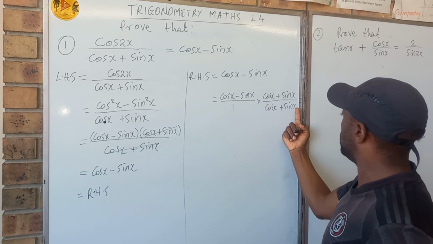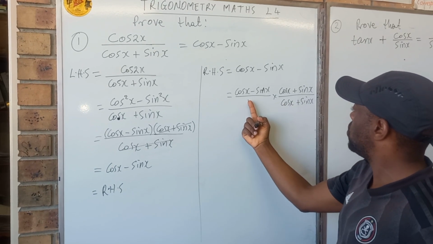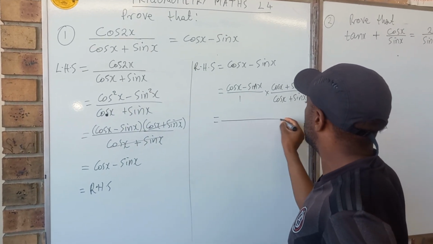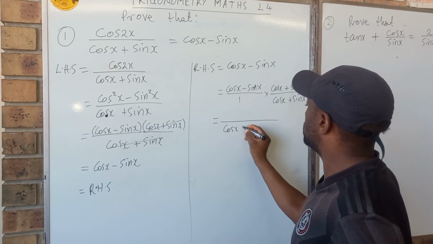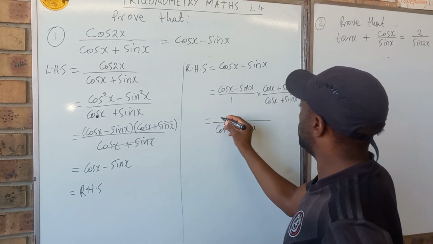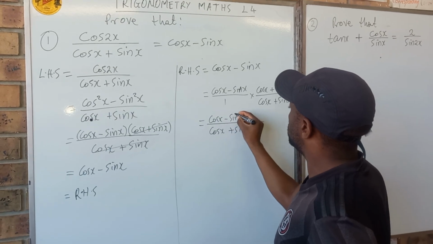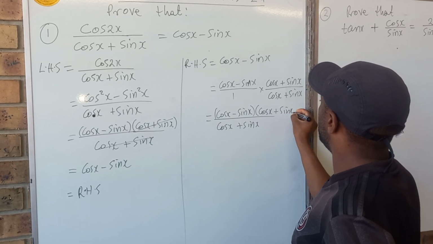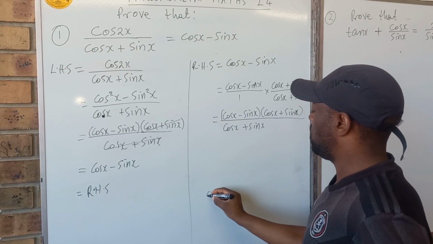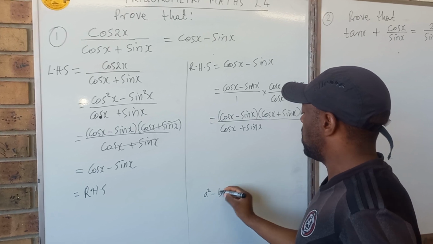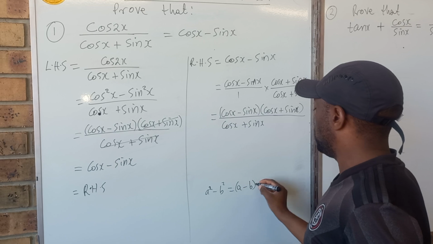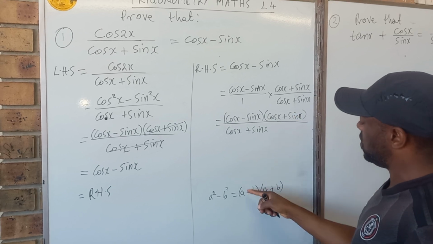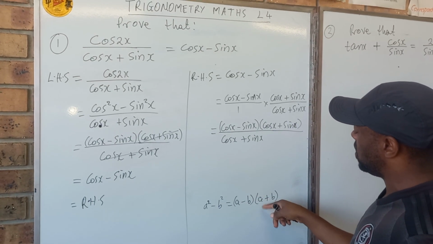Once I do that, you will now have cos x plus sin x multiplying the 1 to immediately take me to the denominator of our left hand side. So we'll have cos x plus sin x. Then at the numerator, I'm writing cos x minus sin x into cos x plus sin x, which obviously is the difference between two squares. Again, if you are looking at the difference between two squares from right to left, you see that what is here is exactly what is there. This is cos x minus sin x into cos x plus sin x.